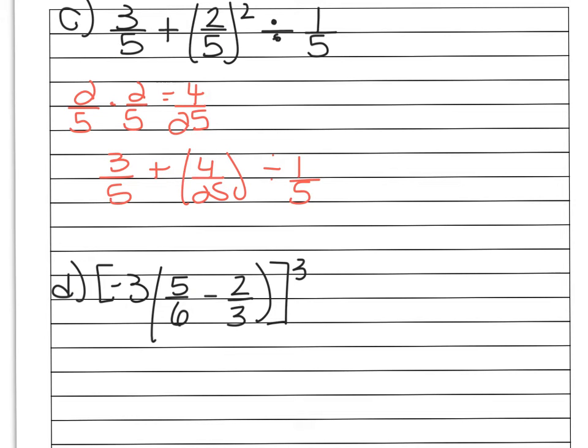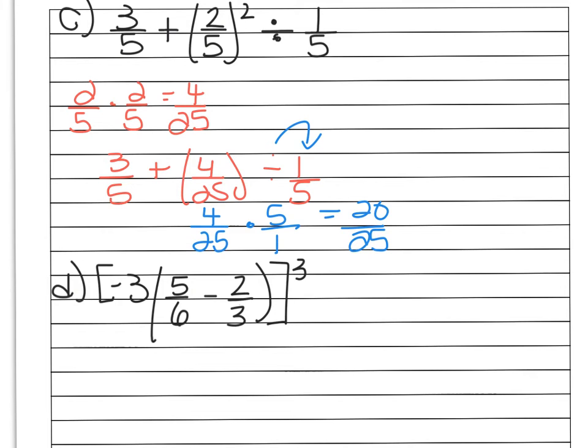So now I'm going to go ahead and go on. Exponents, we don't have any multiplication, but we do have division. So I have 4/25 divided by 1/5. So 4/25 times 5/1, because remember, you take the reciprocal and multiply. So 4 times 5 is 20. 25 times 1 is 25.